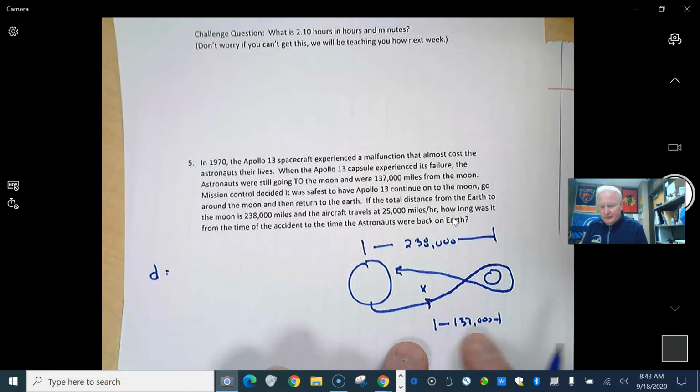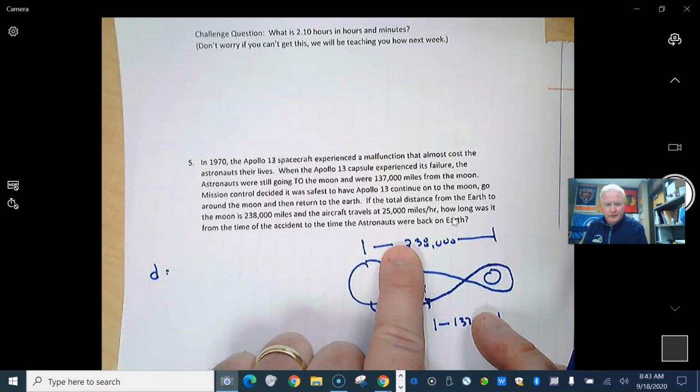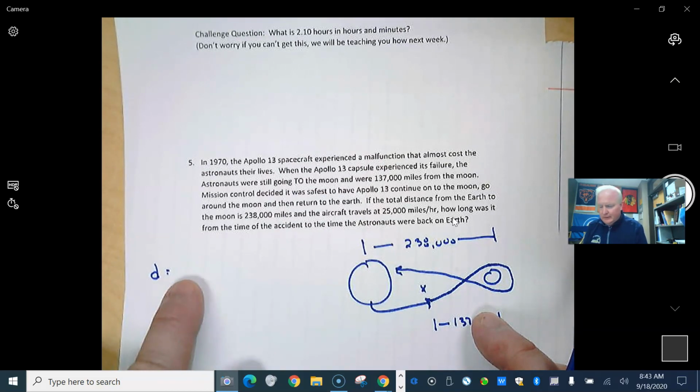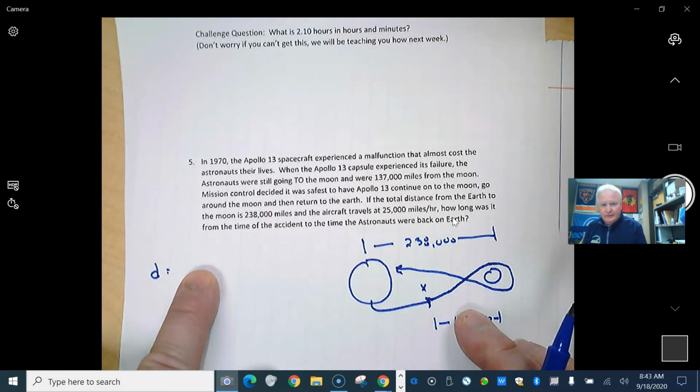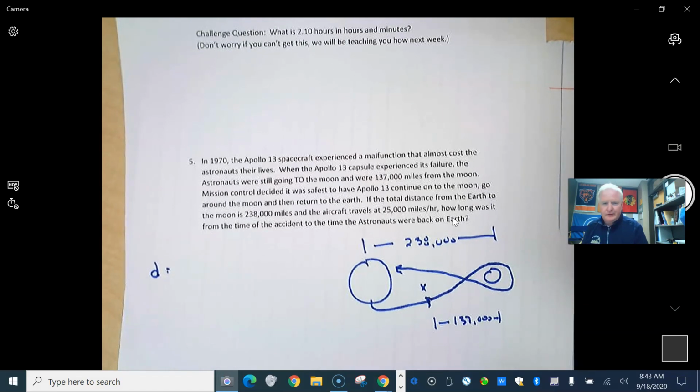So they see that it's 137,000. They come back around the moon, and then they have to do another 238,000. And so the distance is going to be the combination of these two. After that, you'll have a velocity, and you'll solve for time.